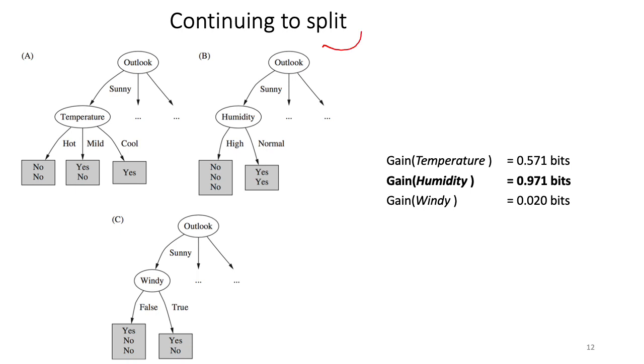Now to continue building our tree, we just continue splitting recursively in the same manner. Once we decided that Outlook has the highest information gain, we fix the root and we do the same operation down the tree. So we're trying to determine what node is going to be next. Is it temperature, humidity, or windy? To decide that, we calculate their information gains, and we notice that humidity has the highest gain. Therefore, we fix humidity to be here in the next level, and again we continue similarly.